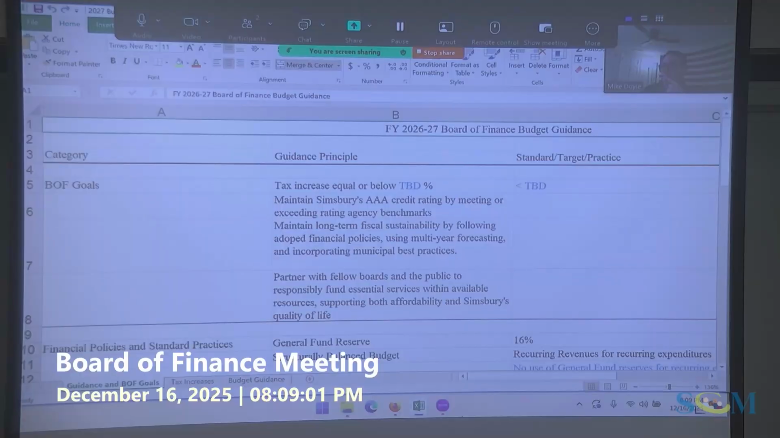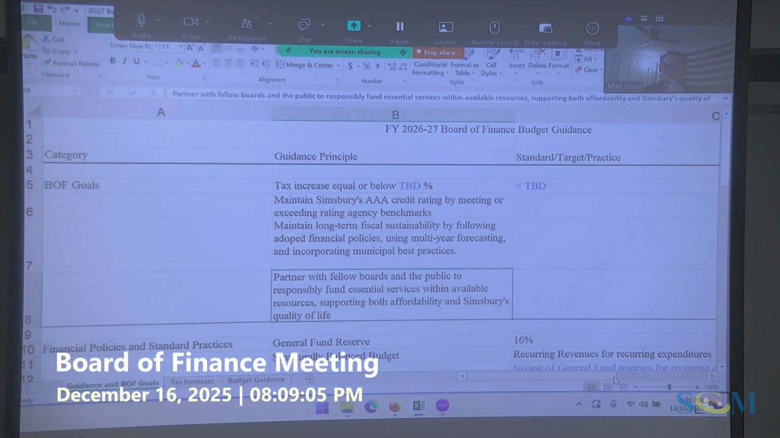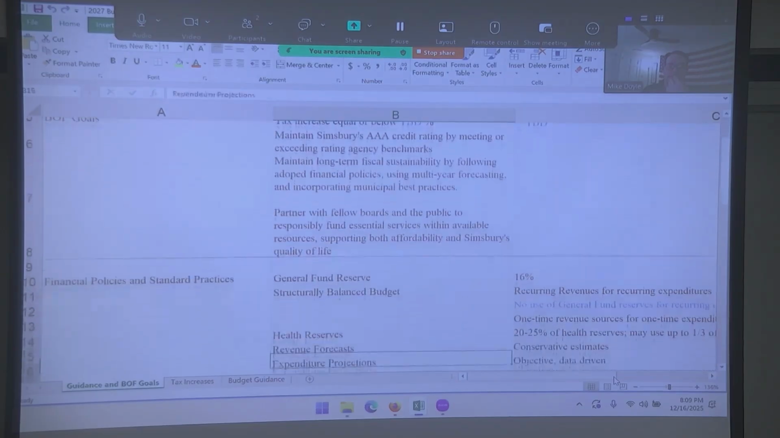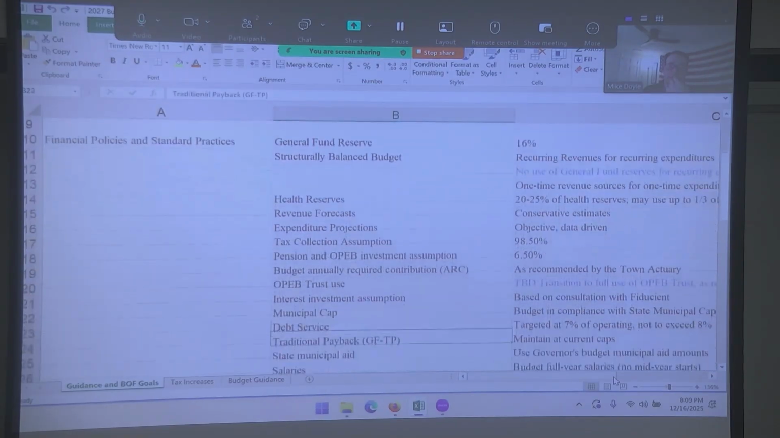We'll come back to whether to reduce borrowing or use for CNR. It's up on the screen now. Great, okay. So if we can keep going down, we have maintain AAA bond rating as goals, partner with fellow boards. Everybody good with those goals? Because those are gonna be in my presentation in April. Okay, good. General fund reserve, 16%, that's our policy.